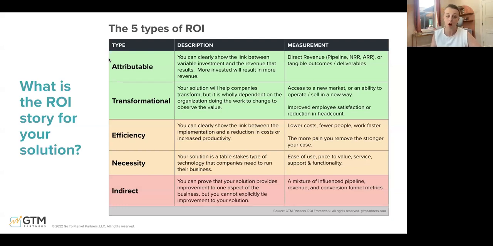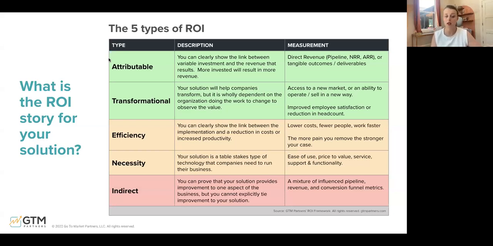So efficiency ROI is very similar to attributable, but it's a cost savings calculation. It used to take me 10 people to do it, and now it takes me 3 people to do that. I invested X in order for that to happen. My payback period on that investment was 11 months. I'm happy, you're happy, we've achieved, we will continue.